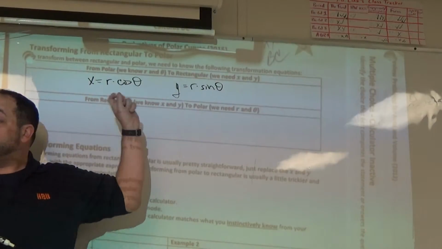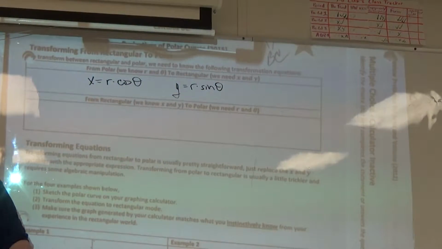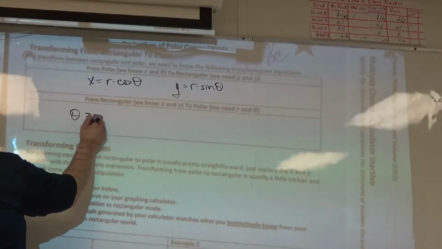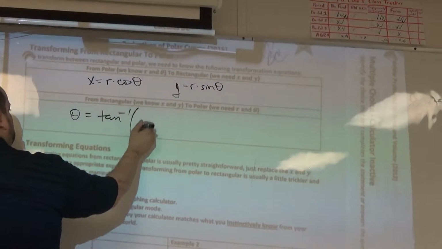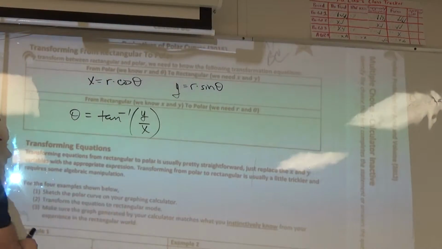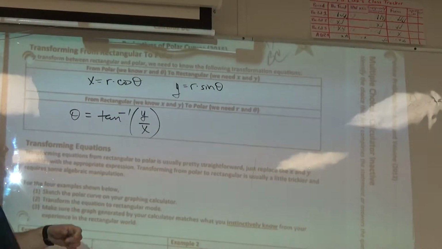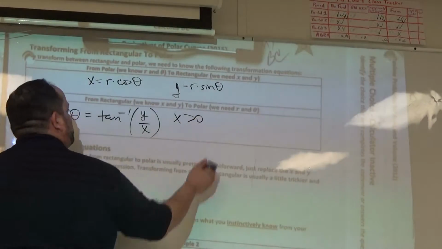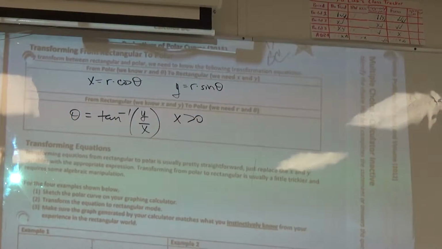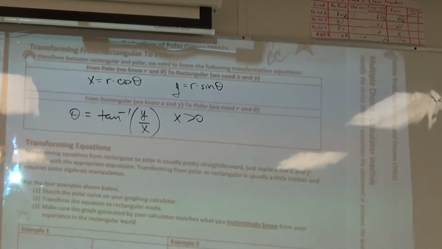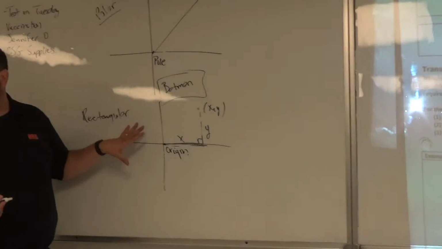If you know x and y and you want to get r and theta, theta is equal to arctan of y divided by x, and that's always true for x greater than 0. This is how things work if you're in quadrants 1 or 4. The issue is that the tangent has its principal domain from negative pi over 2 to pi over 2. It never gives you answers over here.